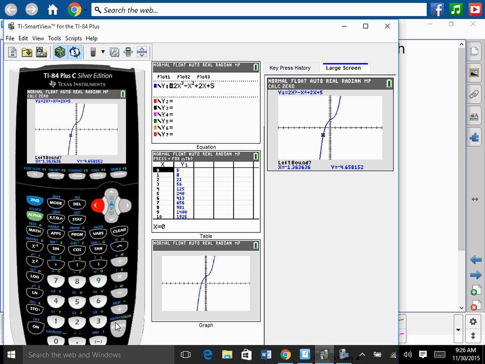Okay, so left bound, hit enter, right bound. I'm going to let my calculator tell me exactly what value it's crossing the x-axis at. -1. So it is -1. So x is equal to -1. Now is that the only place it crosses the x-axis? Yes. Is everybody good with that? Okay. So x is equal to -1.